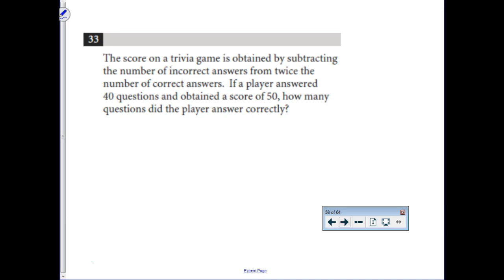So we have correct and incorrect answers, right? And this is the step where, again, kids roll their eyes at me. They're like, I don't want to do this step. Do it anyways. What do you want X to represent? The correct or the incorrect? I don't care. Correct, okay.